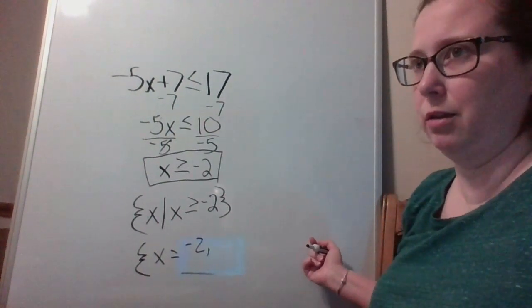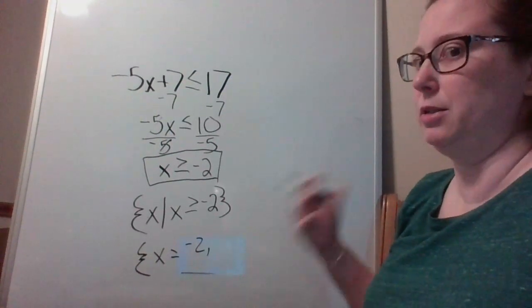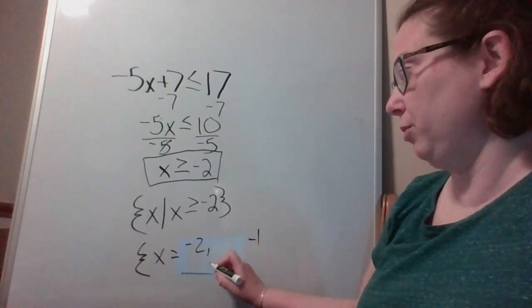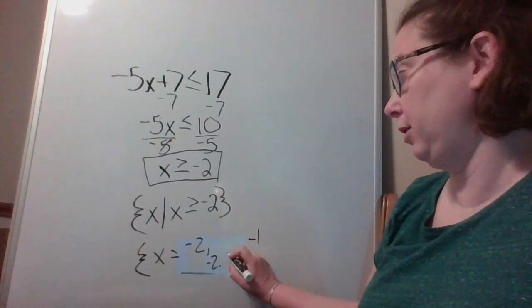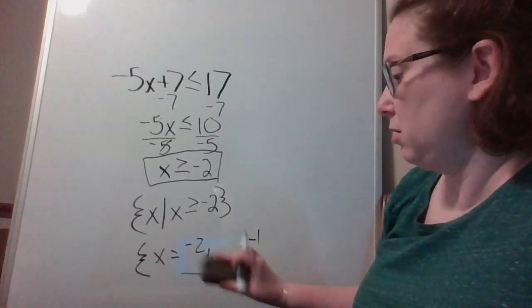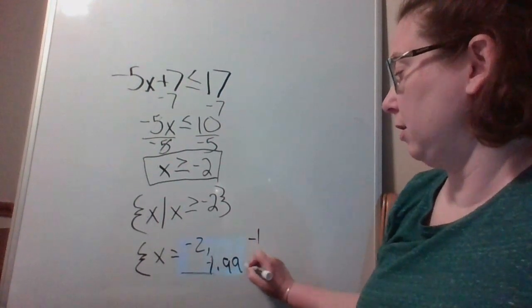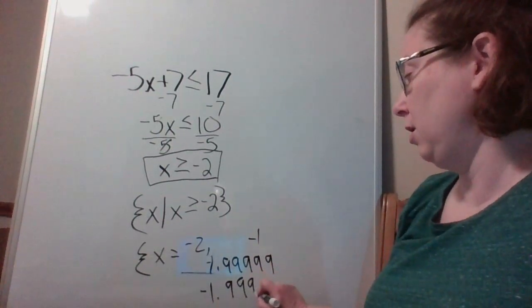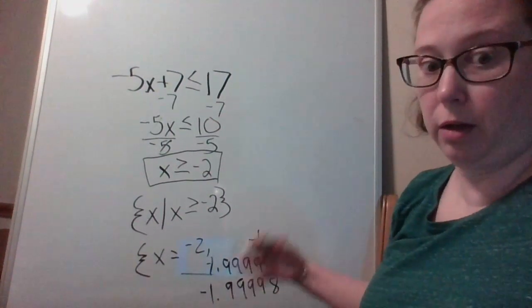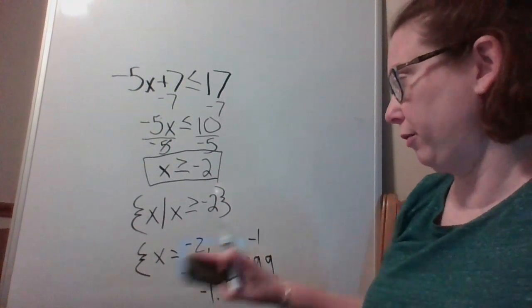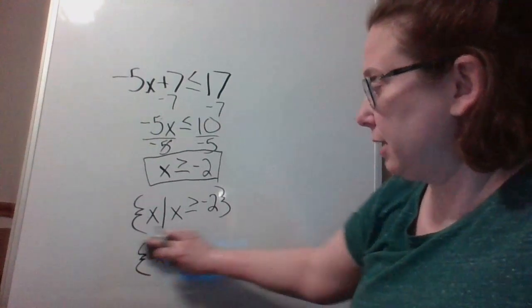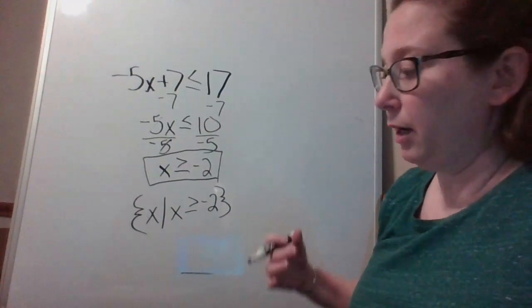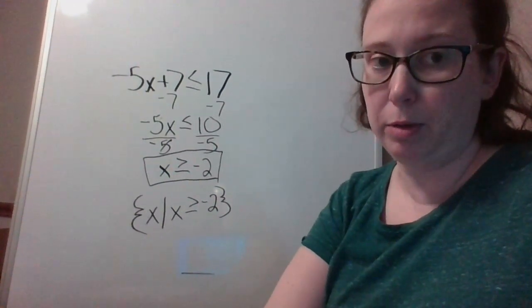You can't list everything that's bigger than -2. You would have to say, of course -1 is bigger than -2, but what about -1.999999 and -1.99998 and so on and so forth. It's going to go on and on forever. So when you have those infinite sets, it really is much easier to write it in set builder notation. Go ahead and try Got It 2, and then I'll be back to solve that.